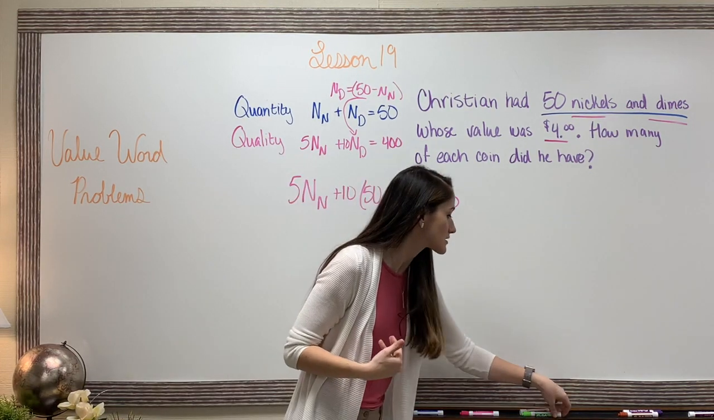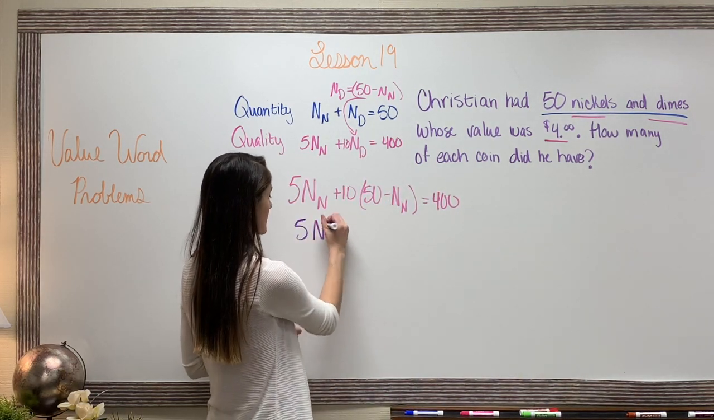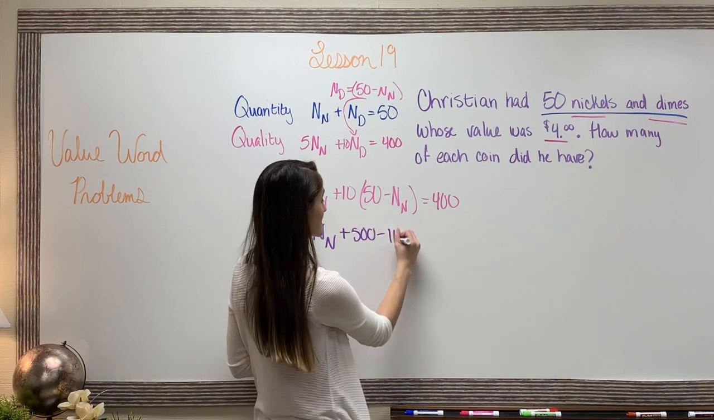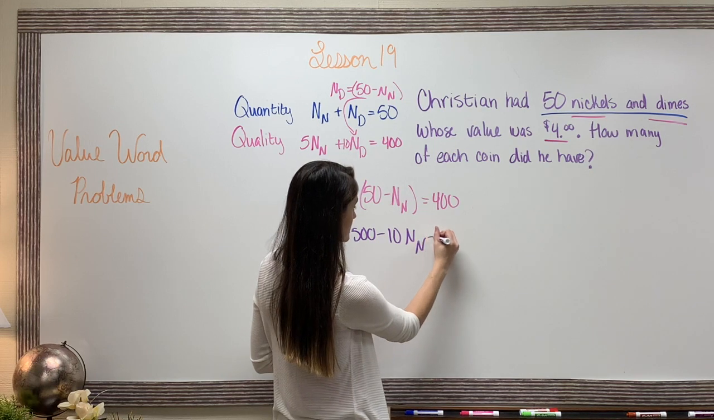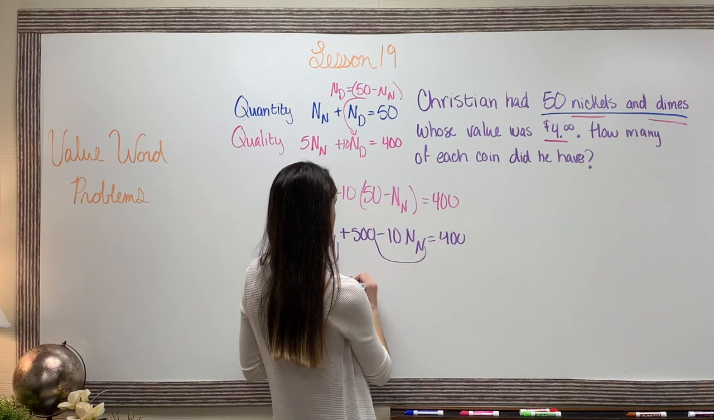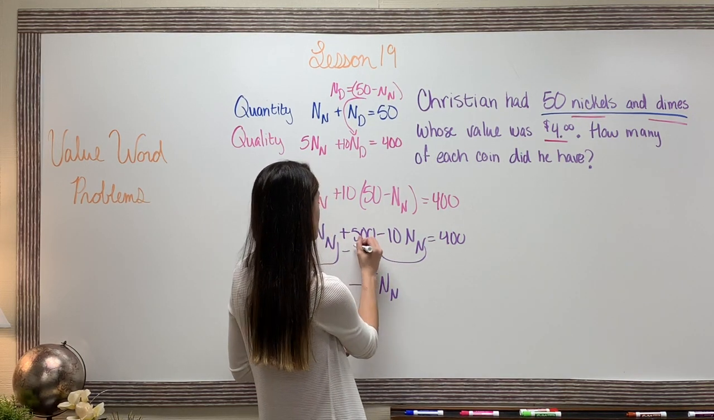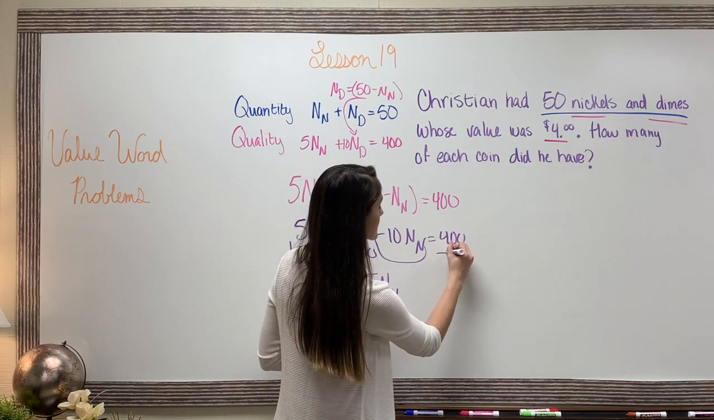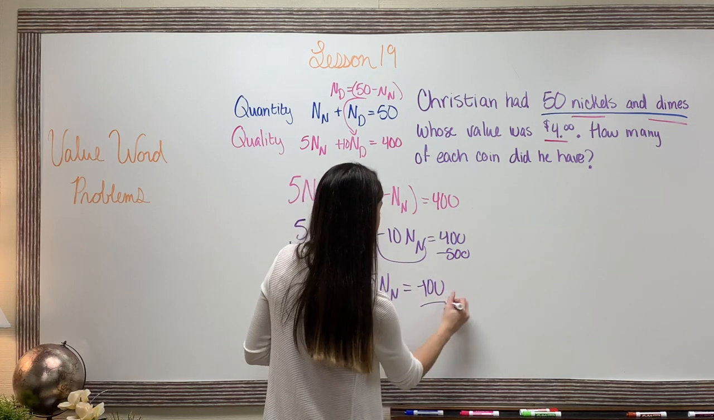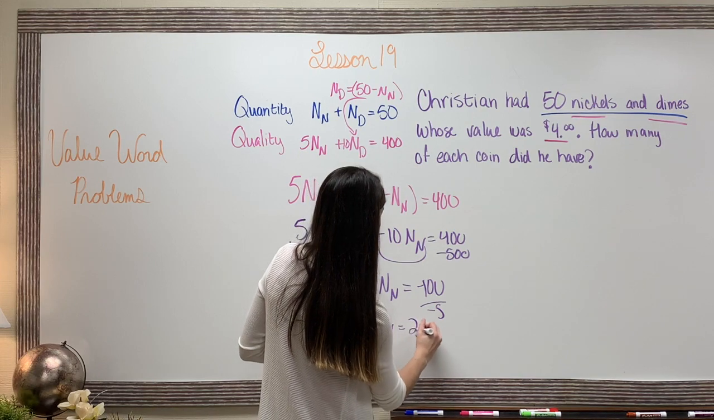I'm going to switch up colors. And so we have 5 times the number of nickels plus 500 minus 10 number of nickels equals 400. Add like terms right here. So it'll be negative 5 number of nickels, and we're going to subtract the 500 from both sides. So that is gone, equals negative 100. Divide by negative 5. So the number of nickels equals 20.